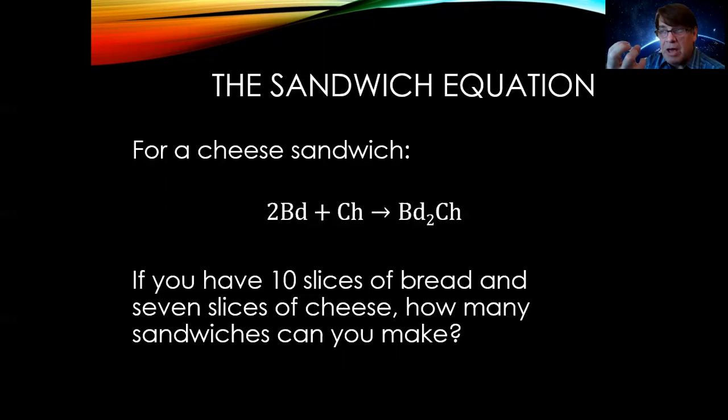Whatever the smallest component is. It's a little more complicated than that, because sometimes you need 2 slices of bread. 7 is less than 10, but you need 2 slices of bread per sandwich. But whatever the lowest one turns out to be, that's the limiting reactant.